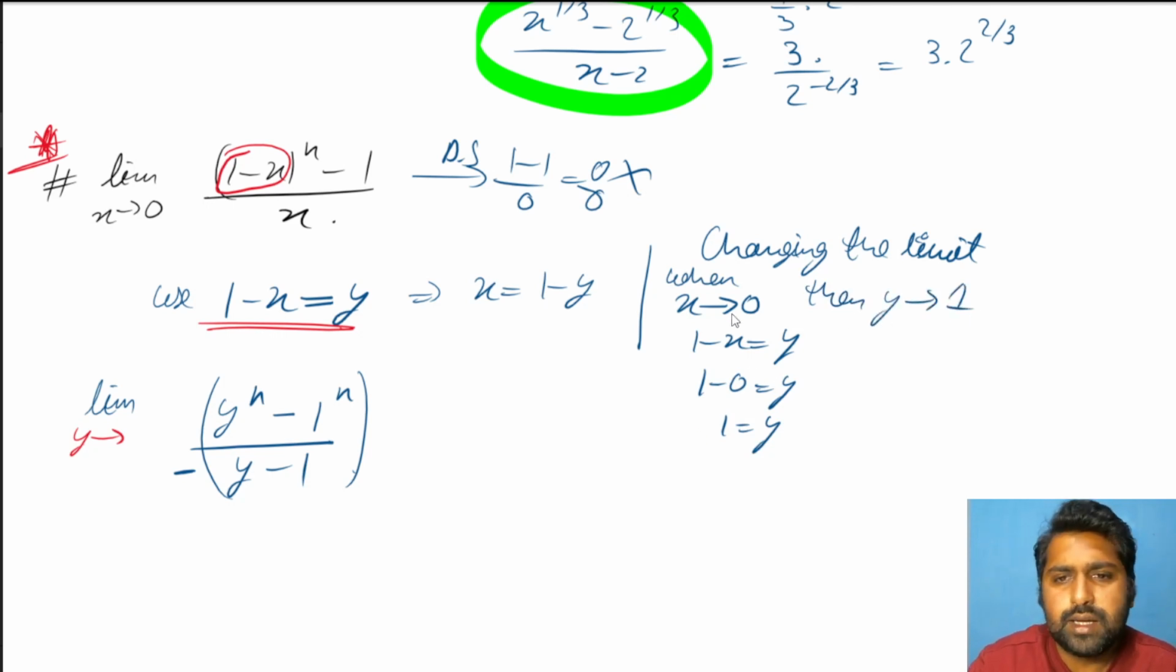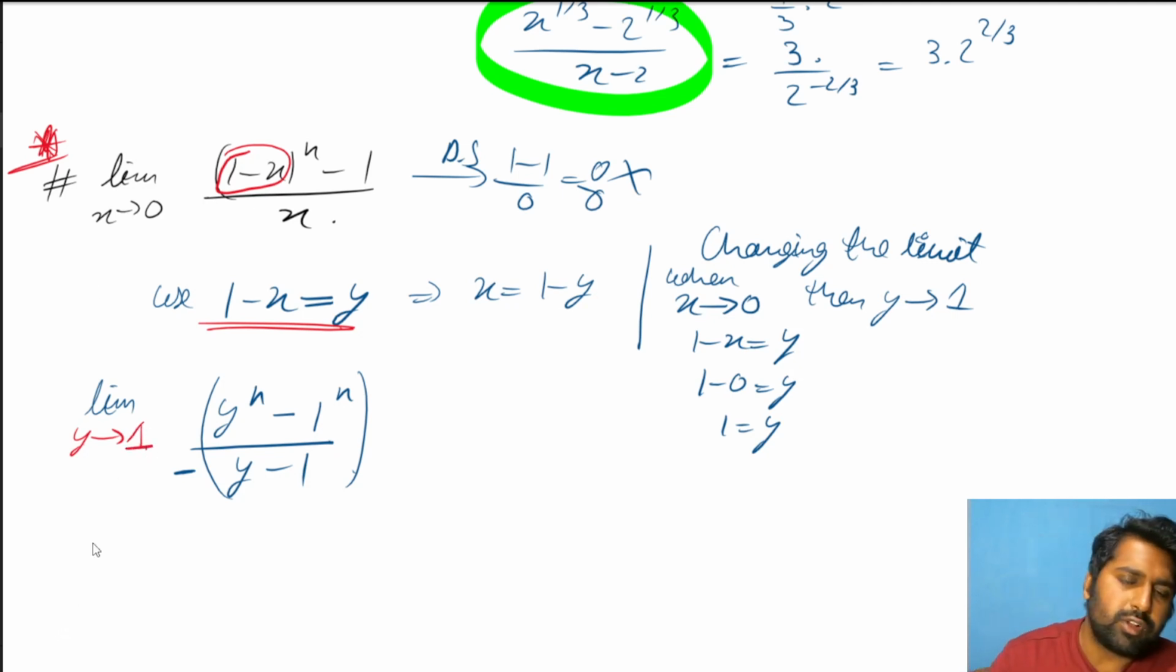I'll repeat, x is tending to 0 means x is getting close to 0, or let's say simply x is equal to 0. If x is 0 and I use this expression 1 minus x equal to y, so 1 minus 0, if I put x as 0, y is coming 1. So when x is 0, y is 1. So I can say when x is tending to 0, y is tending to 1. So this limit was actually y tends to 1.